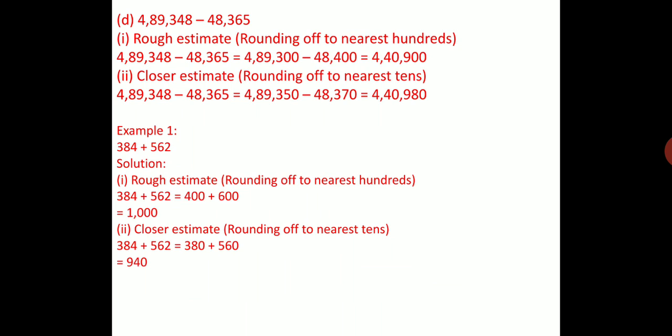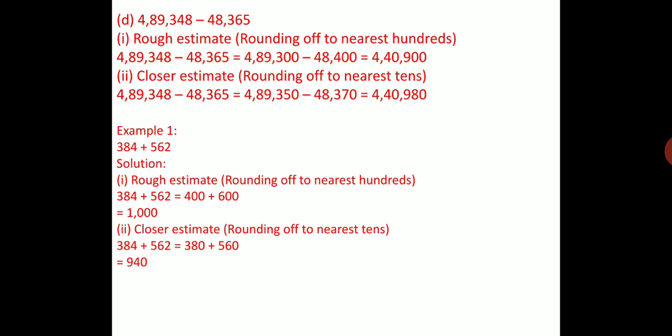Now what is the nearest tens to 348? It is 350. So it comes 4,89,350. And what is the nearest tens to 365? It is 370. So it comes 4,89,350 minus 48,370 equal to 4,40,980. Now they said in the question, give some similar examples. So I have given the examples.